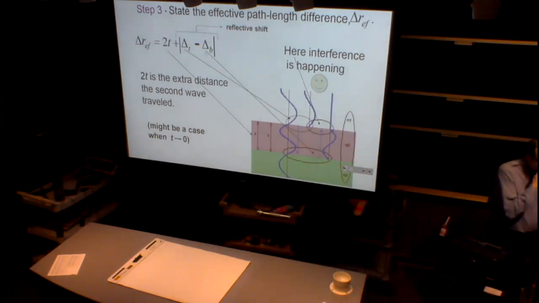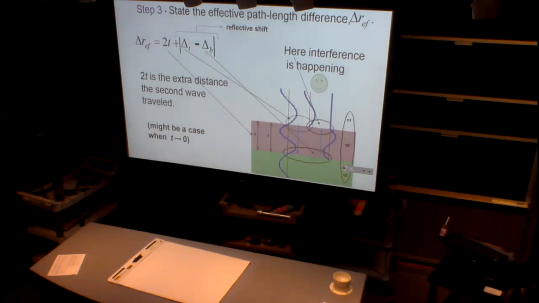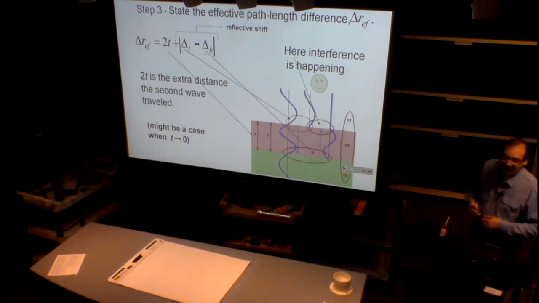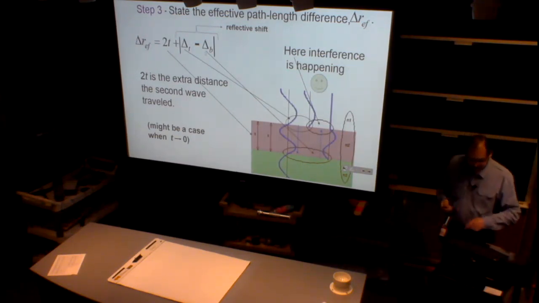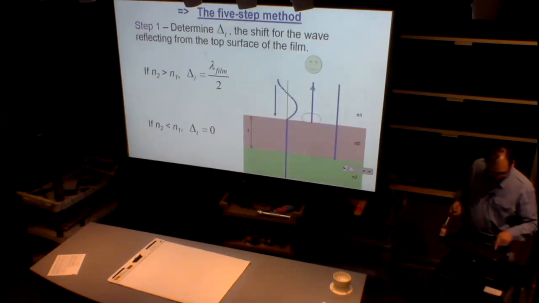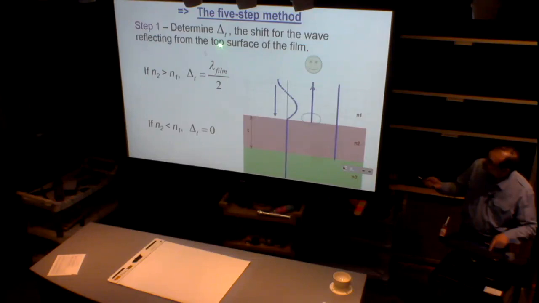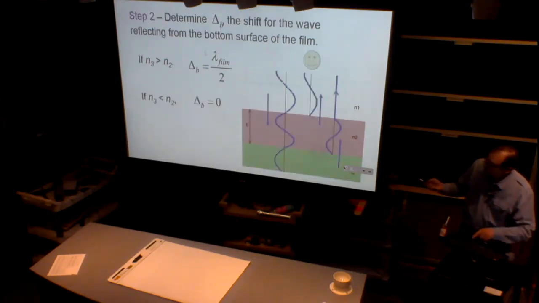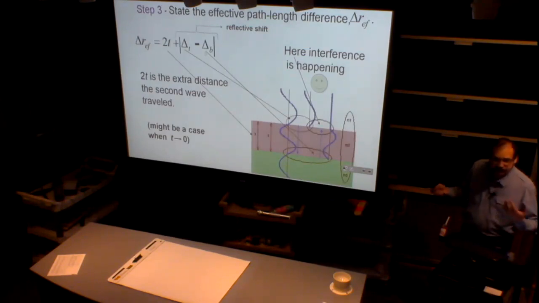Yes? And there the delta T and delta B, is one for the first? T means top, B means bottom, or first and the second, yes. Delta T, I think it was here, yeah. Top surface, delta T. B, bottom surface. And now we use both.